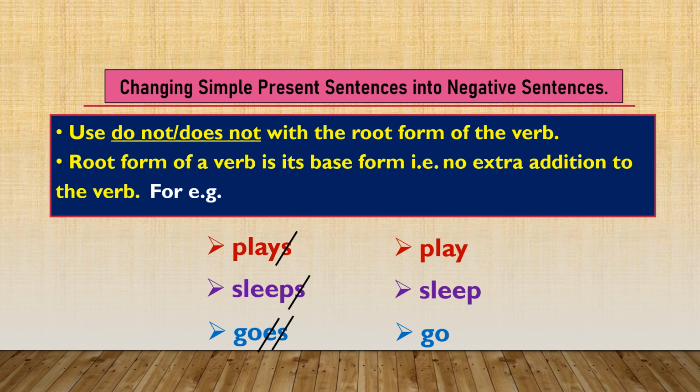Any verb which is in its base form, the action, is the base form. For example, slept. What is the base form of this verb slept? It is sleep. Eats. Base form is eat. So you just have to change the verb into its root form, that is base form, and use do not or does not just before it, and your sentence will change into negative sentence.